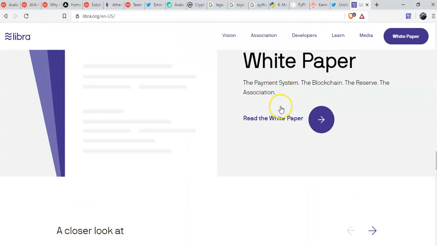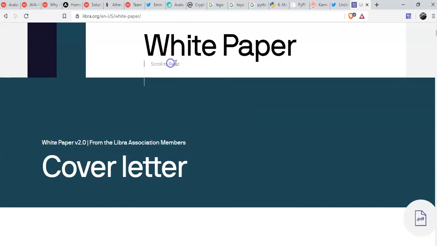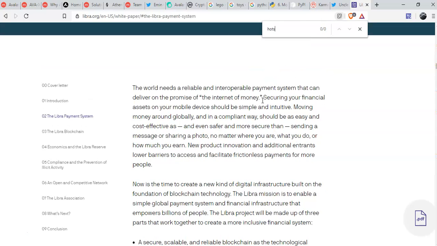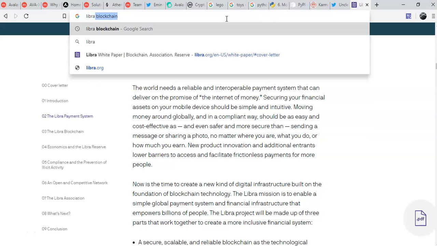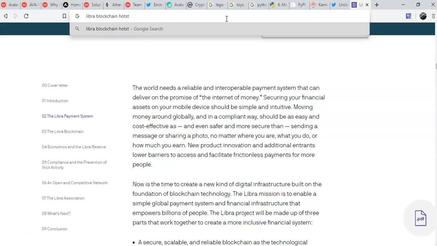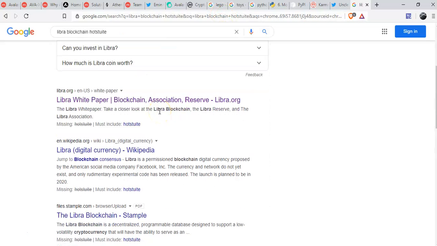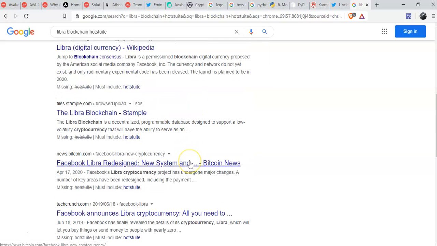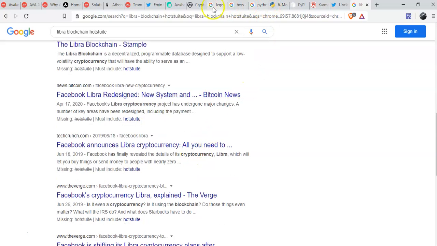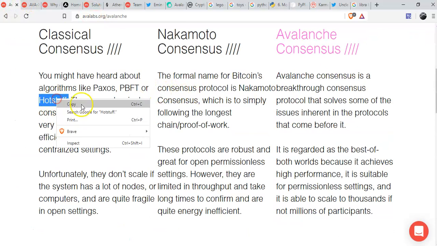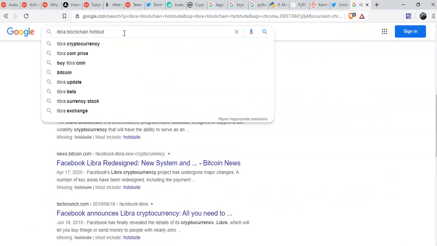Now, let me show you something. If we go to the Libra white paper, I want to search for HotStuff. I can't find it now. Let me search for Libra blockchain HotStuff. I can't really find it, but the current consensus that the Libra system is using was designed by one of the members on the network. The HotStuff blockchain consensus mechanism.